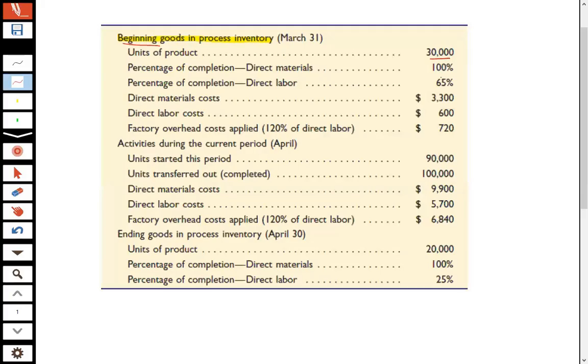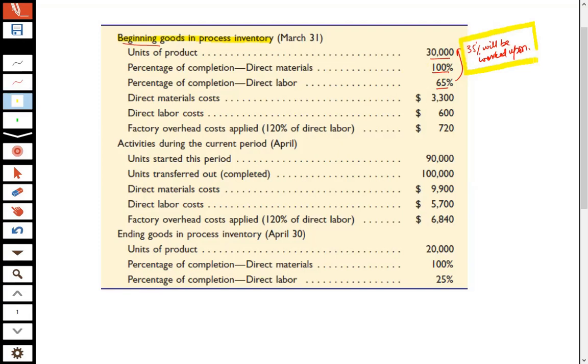These 30,000 units are 100% complete as to material, meaning no material will be applied in this process or in this month. But these units are completed with respect to 65% of the labor. It means the remaining 35% needs to be worked on. So on these units, the remaining 35% will be worked upon. Got this point? This is the key.